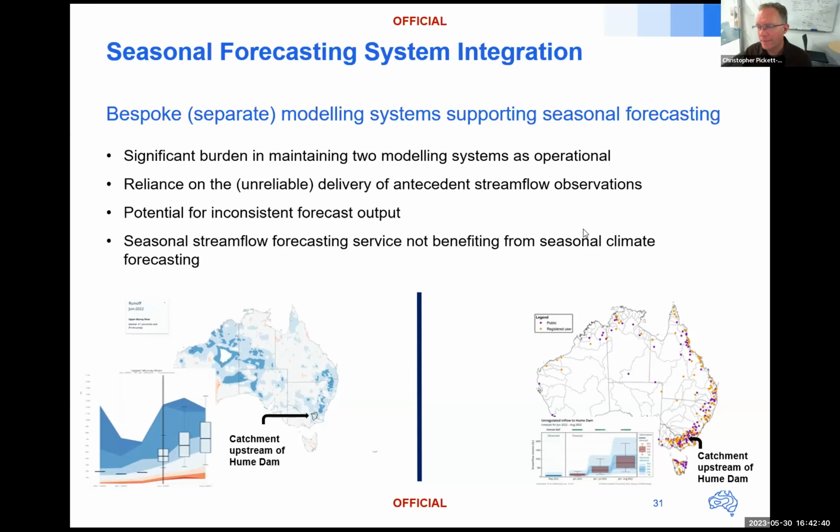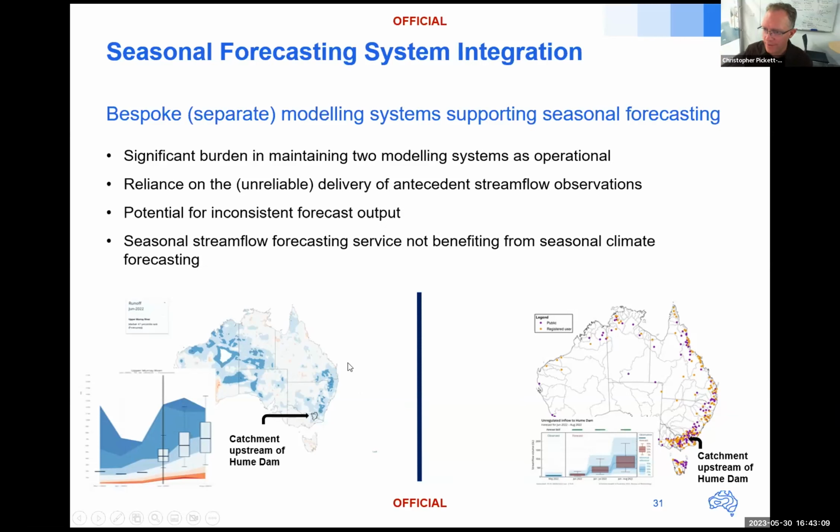Unfortunately, unlike meteorological observations across the globe that are provided very reliably to meteorological organizations, hydrological data within the Bureau, within Australia, is not always delivered reliably, and that impacts our service and the efficiency with which, particularly the streamflow forecasting service, can be provided. There are reasons for that. I can mention them at the end.